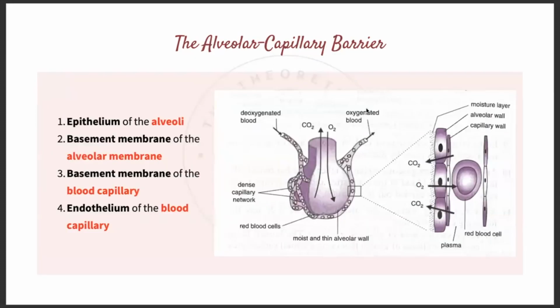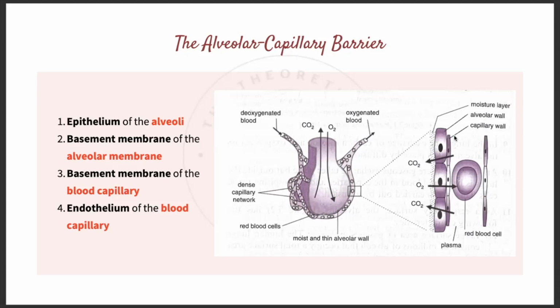Alright, moving on, the alveolar-capillary barrier. So the alveolar-capillary barrier consists of these four. First is the epithelium of the alveoli, and then the basement membrane of the alveolar membrane, and then the basement membrane of the blood capillary, and the endothelium of the blood capillary. So over here, you have the epithelium of the alveoli, the basement membrane of the alveoli, the basement membrane of the blood capillary, and finally the endothelium of the blood capillary.